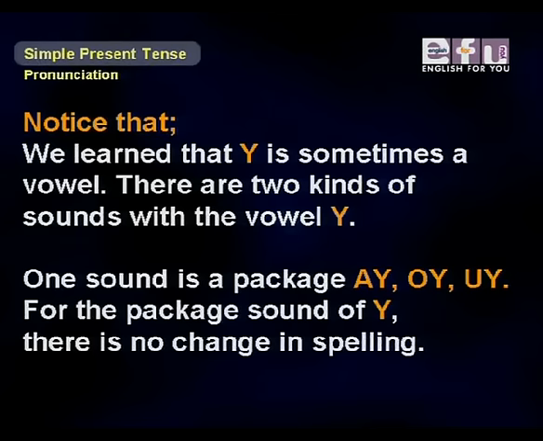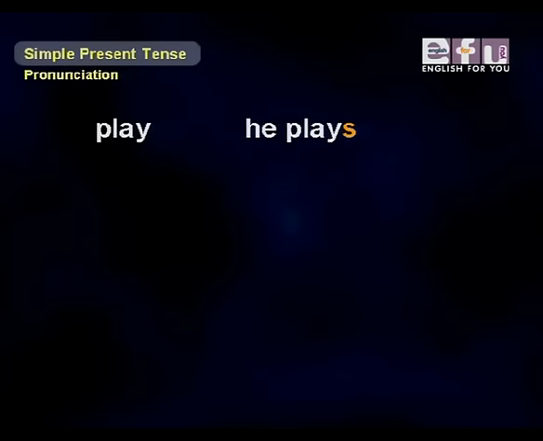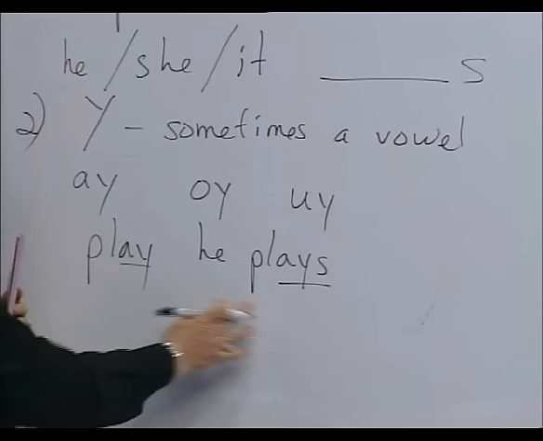Now, notice, we learned that Y is sometimes a vowel. There are two kinds of sounds with the vowel Y. One sound is a package, A-Y, O-Y, U-Y. For the package sound of Y, there is no change in spelling. Look. Play, he plays. Okay, no change in spelling.